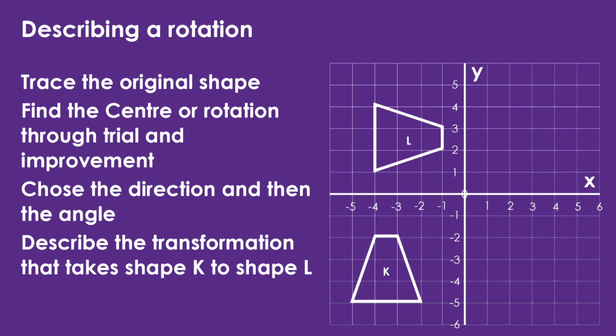We know that the centre of rotation is going to be on one of the grid crossings of the X and Y grid. So we can try that and twist the paper around to find the centre of rotation. Once we've done that, we can see the centre of rotation is 0, -1, and it's rotating 90 degrees clockwise. So this would be a rotation of shape K clockwise 90 degrees around the centre of rotation 0, -1.